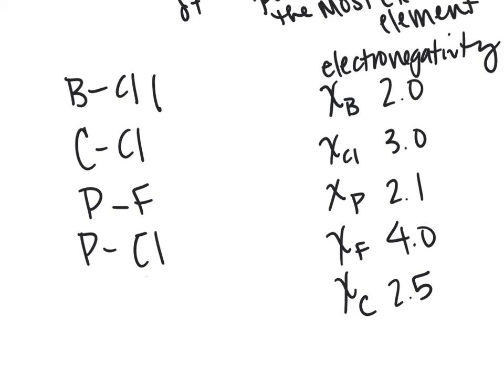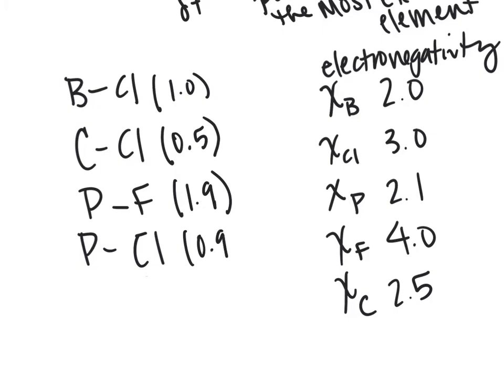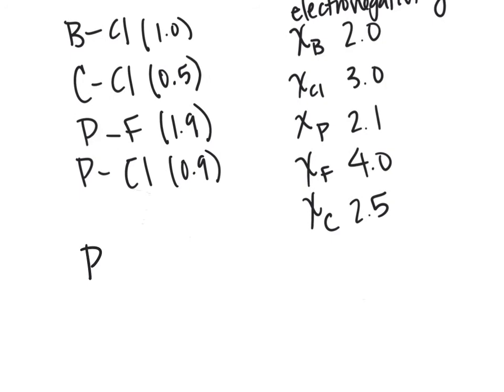So chlorine minus boron would be 3 minus 2, 1.0. Chlorine minus carbon would be 3 minus 2.5, 0.5, slightly polar. Fluorine minus phosphorus would be 4.0 minus 2.1, which would give us 1.9. And phosphorus chlorine bond would give us just 0.9. So we know that the phosphorus fluorine bond is the most polar.